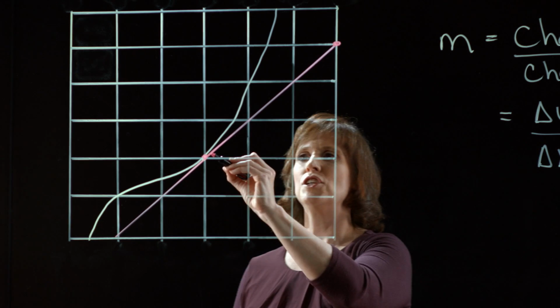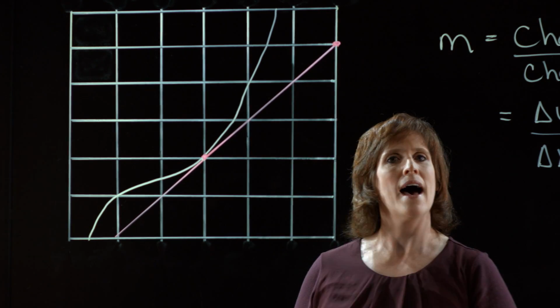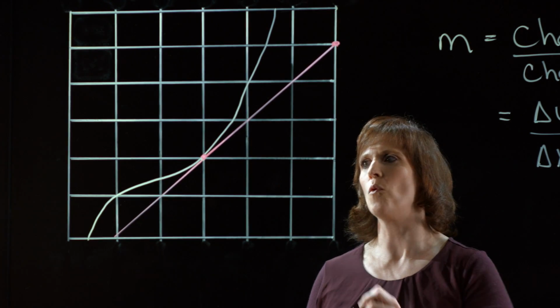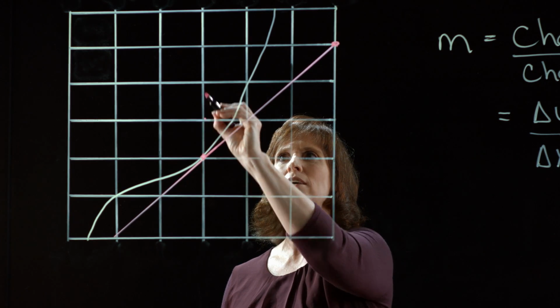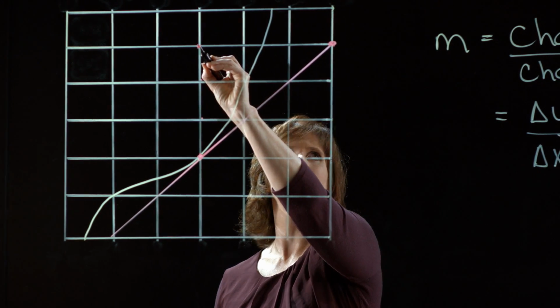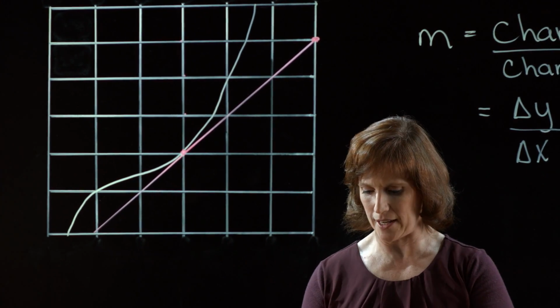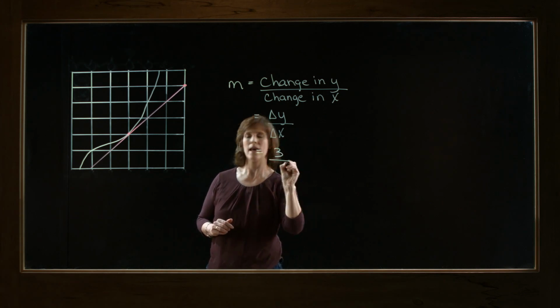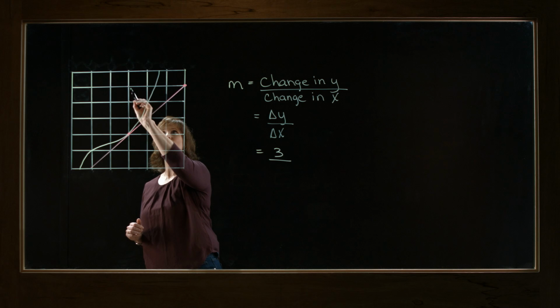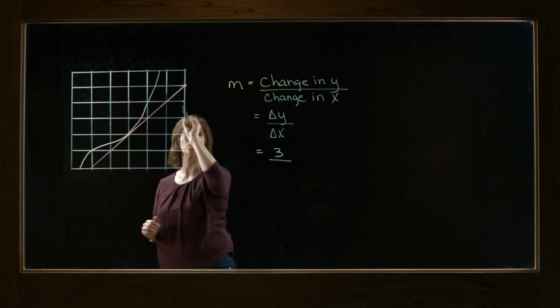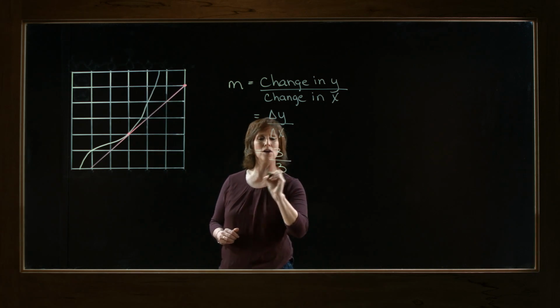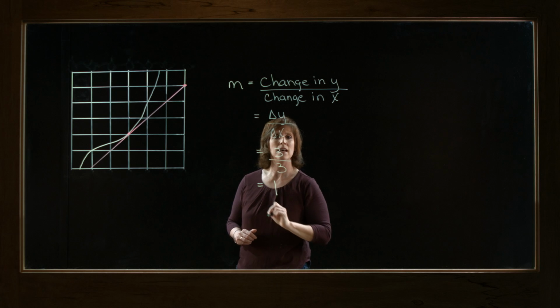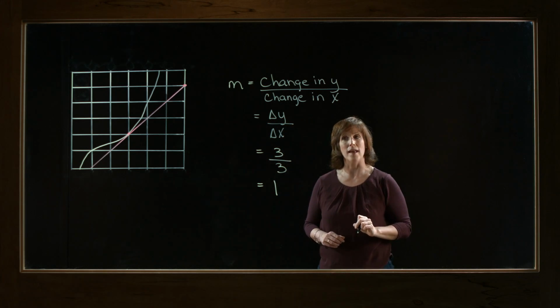So let's see. To get from this point to this one, how do I need to move? What is the change in y? Well, I'm moving 1, 2, 3 units up. So my change in y is 3. And then I move to the right 1, 2, 3. So my change in x is also 3, which means that the slope of the tangent line is 1.